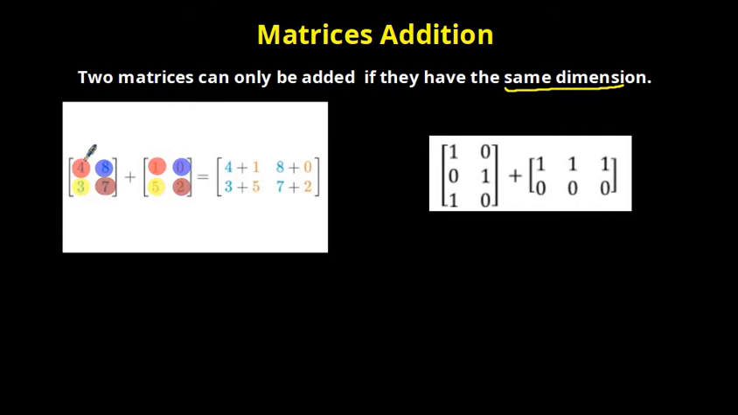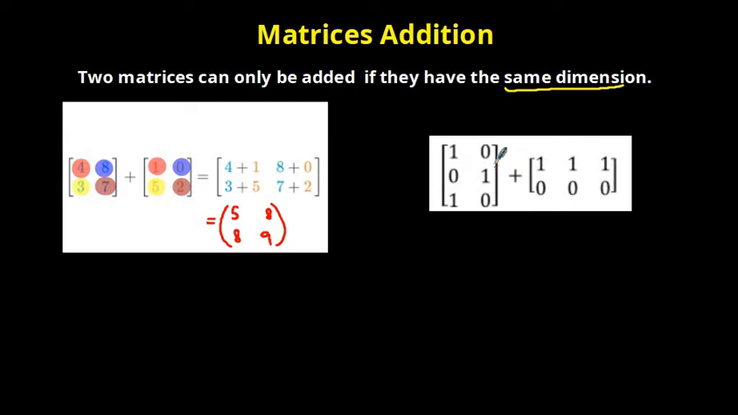In this case, 3 plus 1, we have the 3 plus 1 right here. 8 plus 0, have that. 3 plus 5 right here. 7 plus 2 right there. So this new matrix would be 5, 8 plus 0 is 8, 3 plus 5 is 8, and 7 plus 2 is 9. That's basically what we do whenever we're adding matrices. We add corresponding elements.